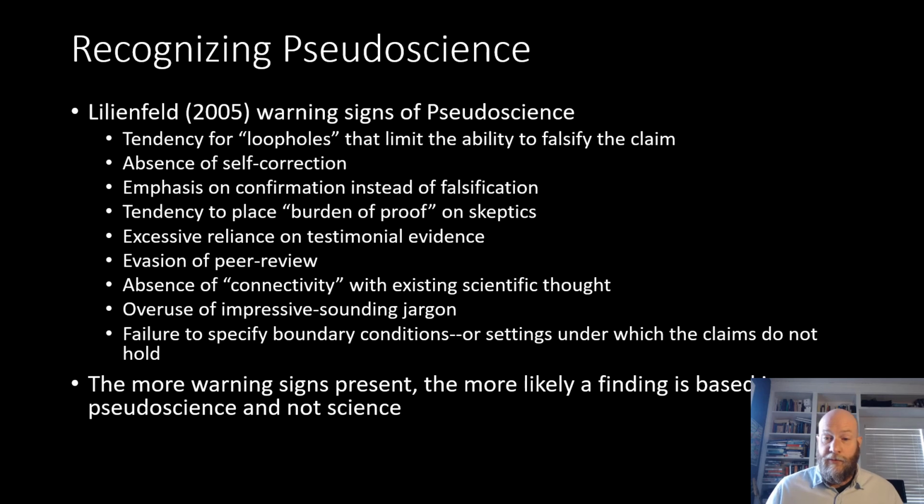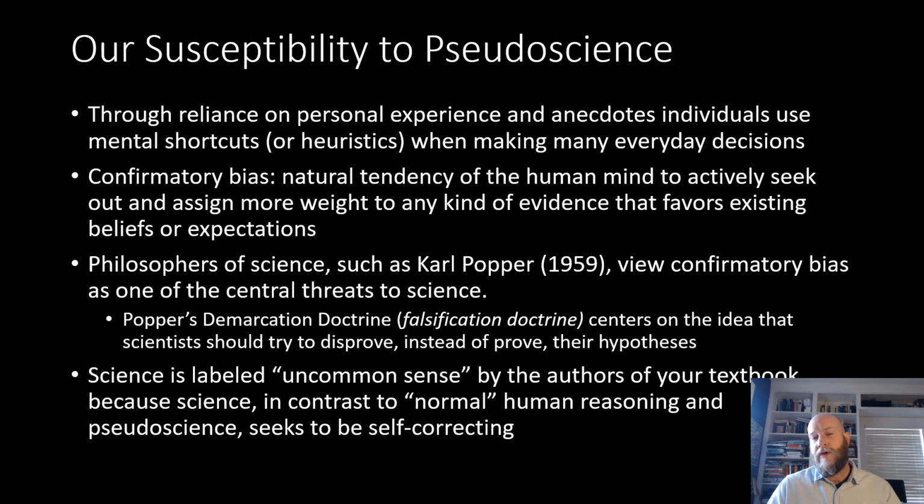We are very susceptible to pseudoscience, and we're going to talk about that in the next slide. So, as I mentioned earlier, we have these everyday heuristics, these everyday ways of knowing things, this common knowing process. That's normal. That's part of the way our brains work naturally. We rely on personal experience. We rely on anecdotes. We use mental shortcuts, and we do this all the time to make everyday decisions. How do we spend money? Whom do we trust with friendship? These are all things that we're doing all the time. We're utilizing this type of decision-making process.